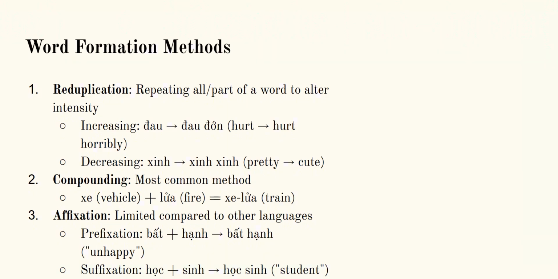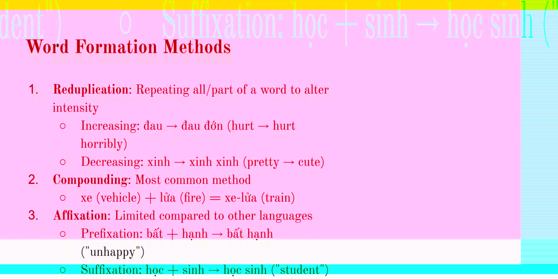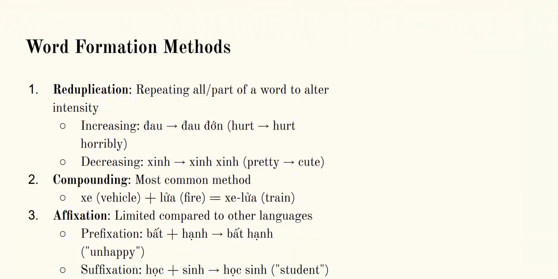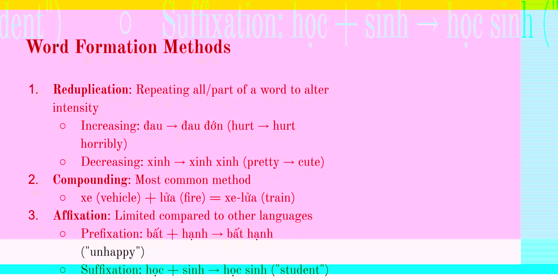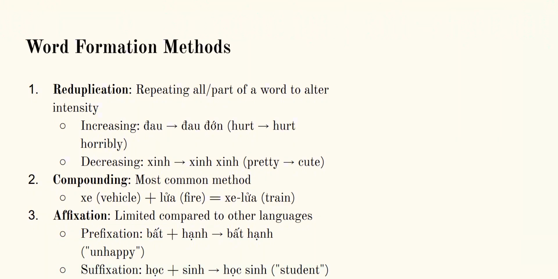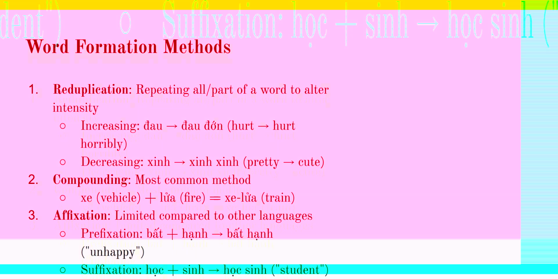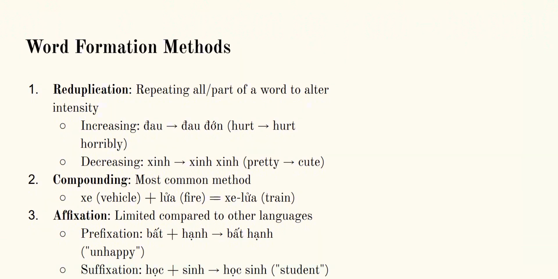Compounding is the most common method for forming words in Vietnamese, and we use Z and Lua. Vehicle plus fire becomes Z Lua, that is, train. Affixation: there are very limited examples of affixation, and we only have prefixes and suffixes. One of them is bad ha, which becomes unhappy. Hoc sin and hoc sin are basically Sino-Vietnamese, but not part of the core Vietnamese vocabulary. It is borrowed from that.